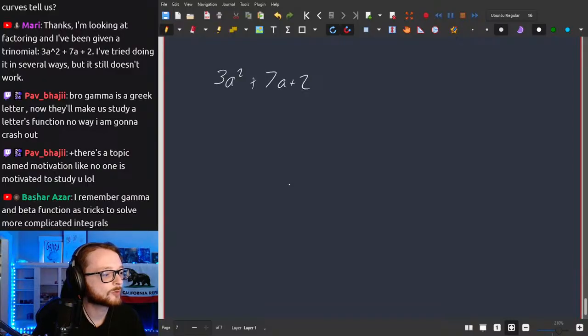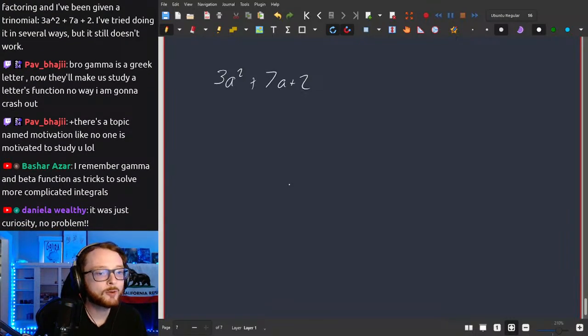Gamma and beta function is tree somewhere. Oh, interesting, Bashar. Yeah, so just out of curiosity, oh, okay.